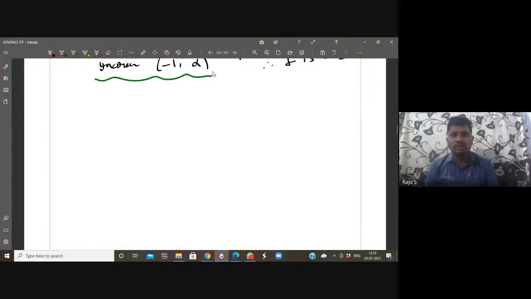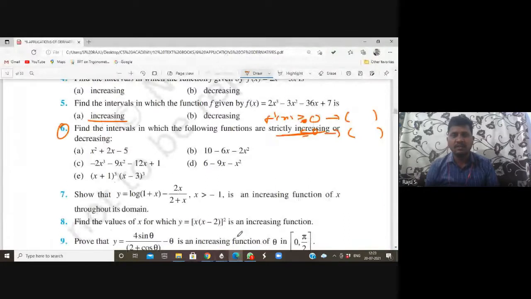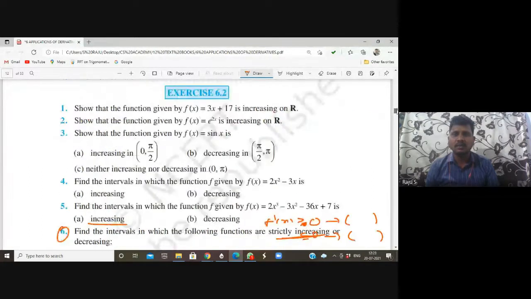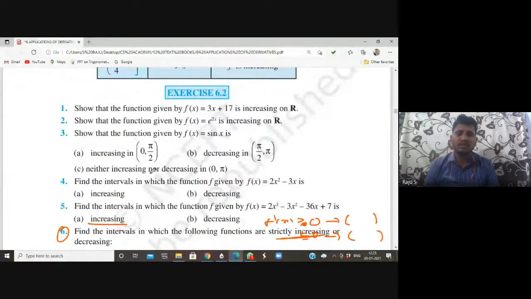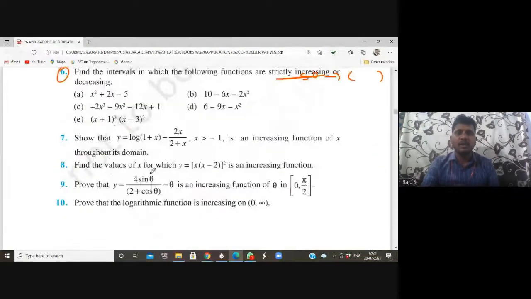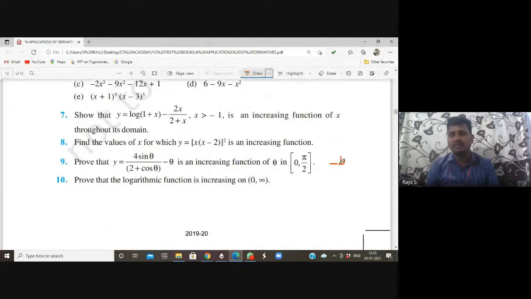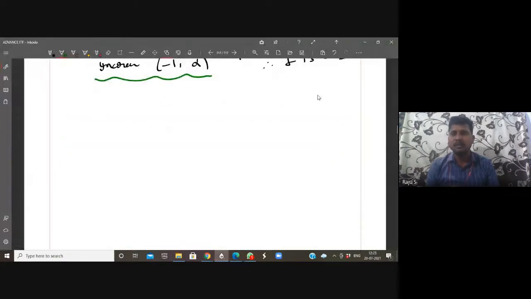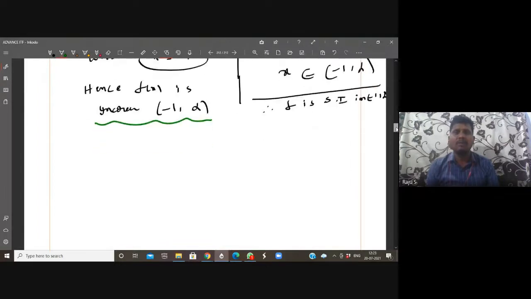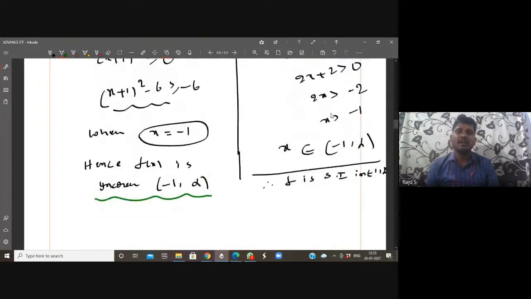Sir, is it strictly decreasing also? We cannot write strictly decreasing for this question. Why? Because, as I said, it is always an increasing function. The x square coefficient is positive, so we are going to get a minimum value. The minimum value is -6, which means the maximum value is infinity. It will start with -6 and go to infinity like this. So it is increasing.